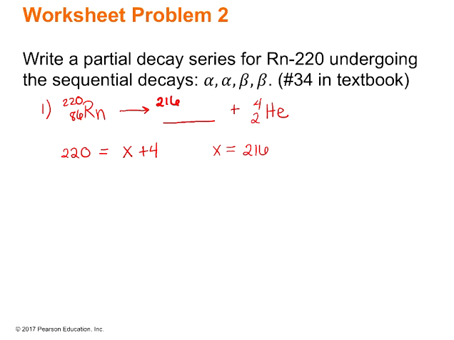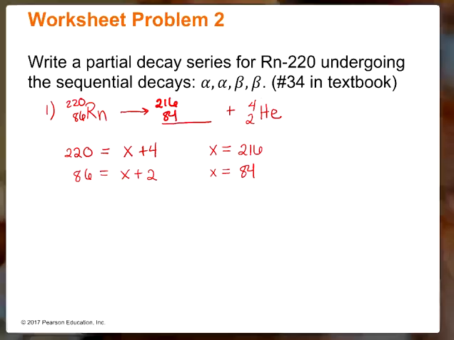And then let's do the same for the atomic number. What is the new atomic number? So 86 is equal to x plus 2. So if we rearrange that and solve for x, we have 86 minus 2, which is 84. Okay, so let's look up what the element is that has 84 protons.